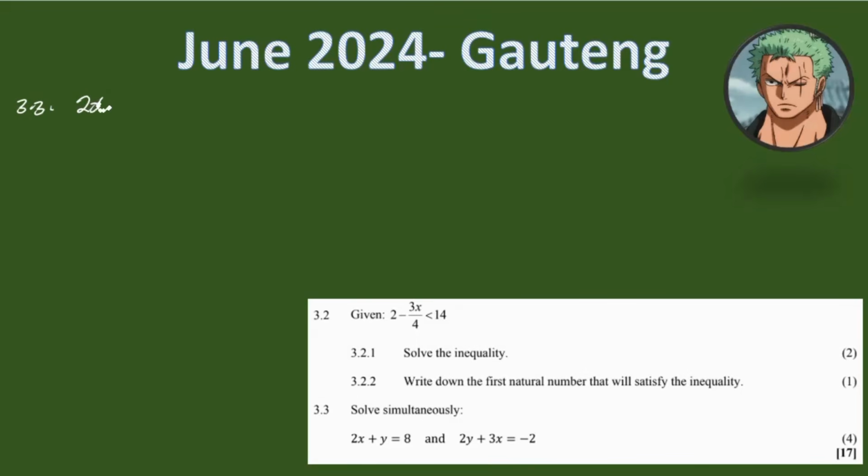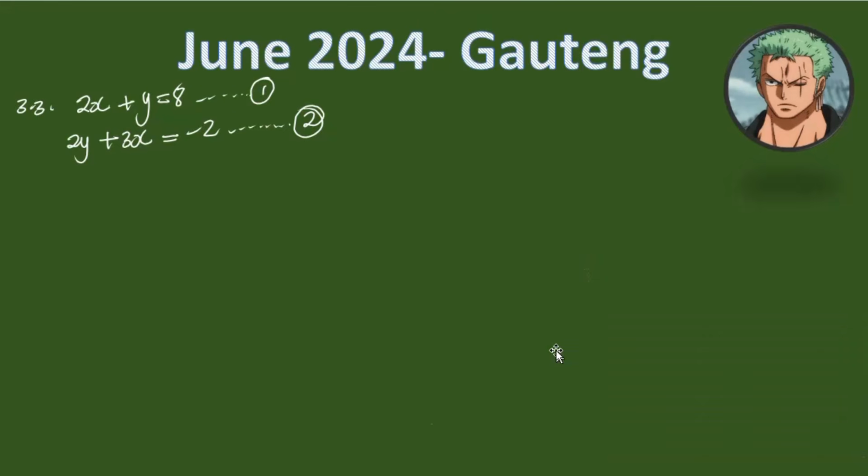Right, 3.3. You have 2x plus y is equal to 8. We'll call that our equation 1. You have 2y plus 3x is equal to negative 2. We'll call that equation 2. Now bear in mind, you can choose any equation to be equation 1 and any equation to be equation 2. This is worth 4 marks. For grade 10s, I would actually give you guys 5 marks for this, but I'm not the examiner.